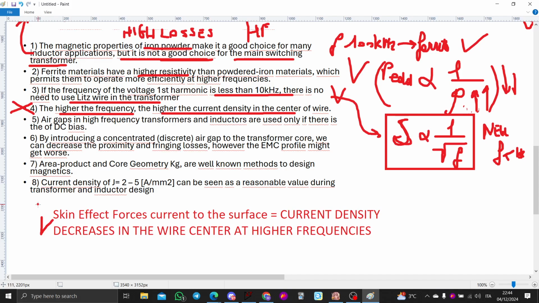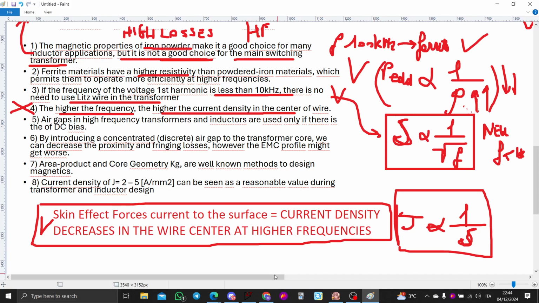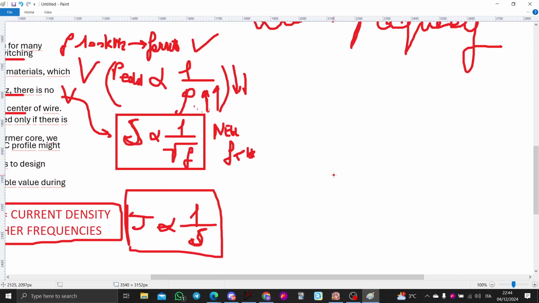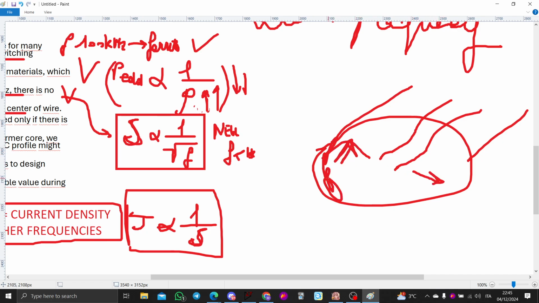So this is the answer to number 4, which is false. This is true: skin effect forces current to the surface, which is equal to current density decreasing in the wire center at higher frequency, because the current density J is proportional to 1 over the skin depth. Of course, it is to be expected. If you have a current flowing through the center and you have higher frequency, the skin effect will force the current to distribute over the skin.